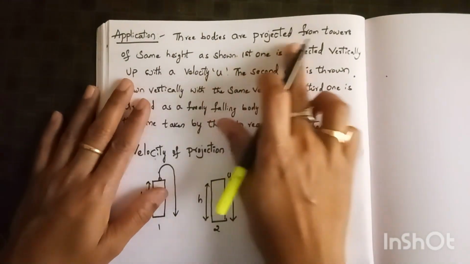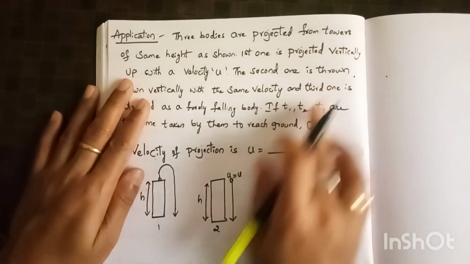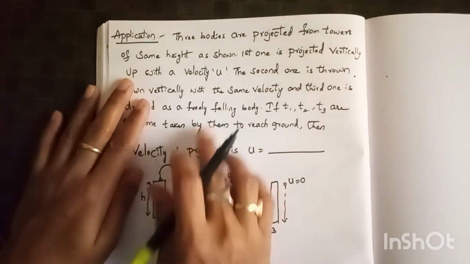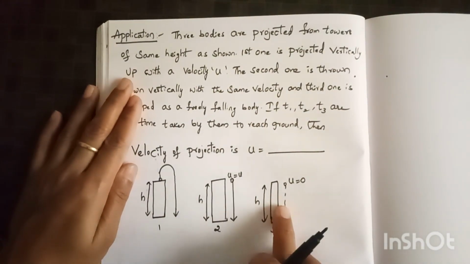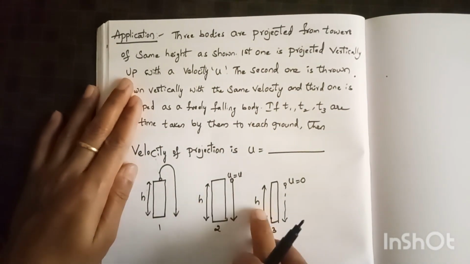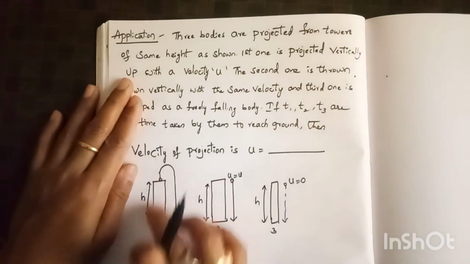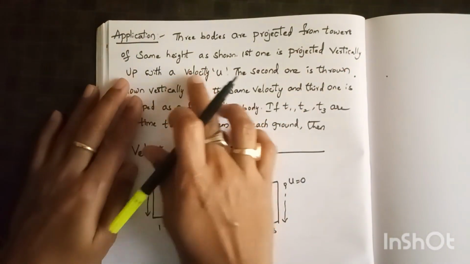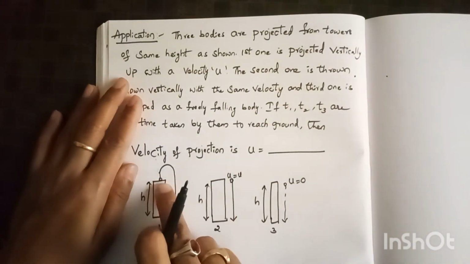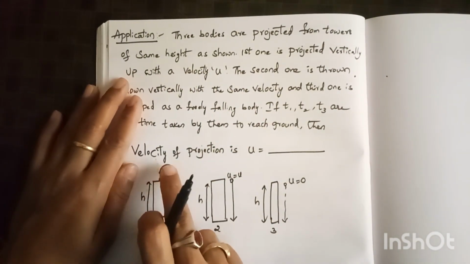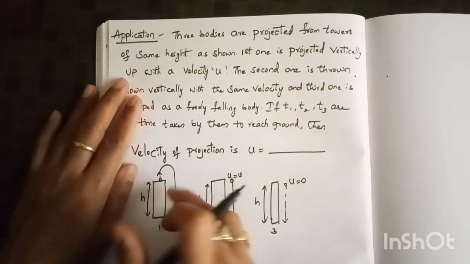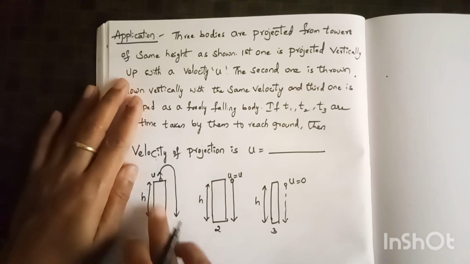Three bodies are projected from towers of the same height. So these are the three towers of the same height h, as shown. The first one is projected vertically up with velocity u.